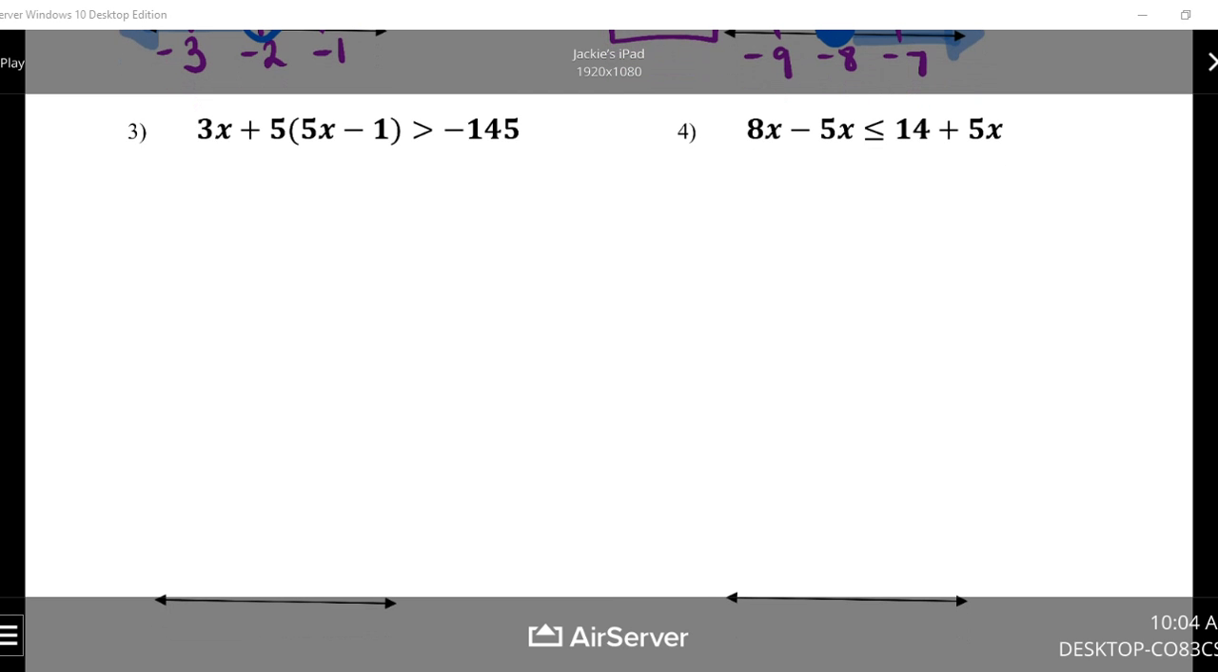With number 3, we have more than just multiplying on the left side, so our only choice is to distribute first. Okay, so it's because we're adding that 3x as well that we can't just jump in and divide both sides by 5. So when we distribute 5 times 5x minus 1, we have that 3x term. 5 times 5x is 25x. 5 times -1 is -5.